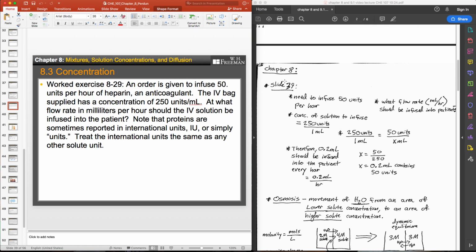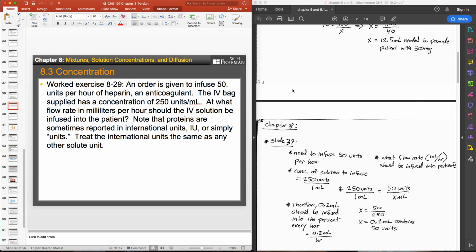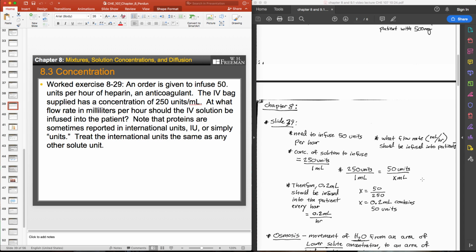And so over here on the right of the screen, you can kind of see how I've worked this out. I've summarized right here, as I did in the last one. We need to infuse 50 units per hour. The concentration of this to infuse is 250 units per mil. And the flow rate is what we're trying to find in milliliters per hour. And how much should that be infused into the patient?